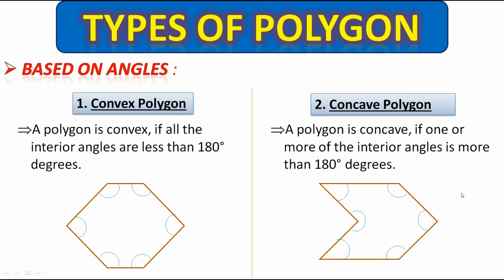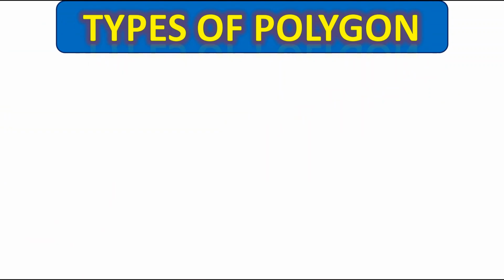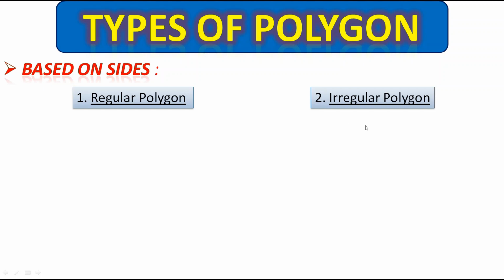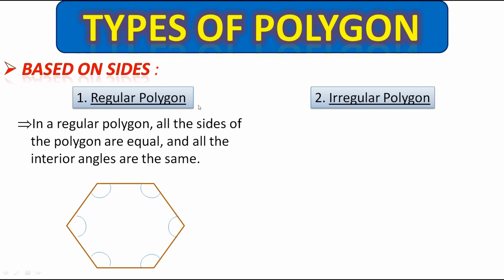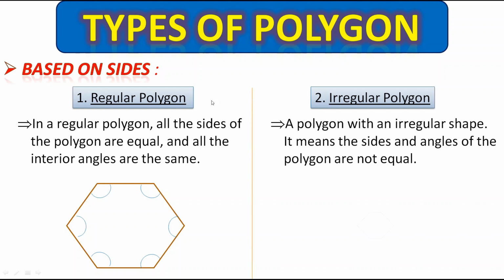Now let's see the next one. Now we will see the types of polygon based on sides. Here also we have two types, that is regular polygon and irregular polygon. Let's see what a regular polygon is. In a regular polygon, all the sides of the polygon are equal and all the interior angles are the same. Here all the sides are of equal length and the angles are also equal. Such polygons are called regular polygons. Irregular polygons are polygons with an irregular shape. There is no sameness in the size of the sides as well as the angles. The sides and angles of the polygon are not equal. See here, this side is smaller than this one, and this one is the largest. Such polygons are called irregular polygons.